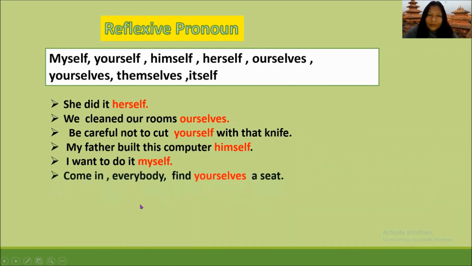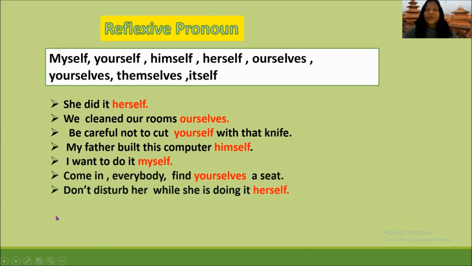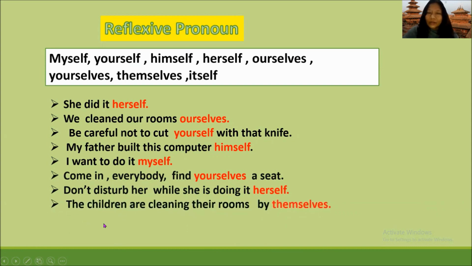And come in, everybody. You might find yourselves a seat. Yourselves refers to everybody, okay? Don't disturb her while she's doing it herself. Herself refers to she here, okay? The children are cleaning their rooms by themselves. Themselves refers to the children. Okay, here, herself, ourselves, yourself, himself, myself, yourselves, themselves. These are called reflexive pronouns.